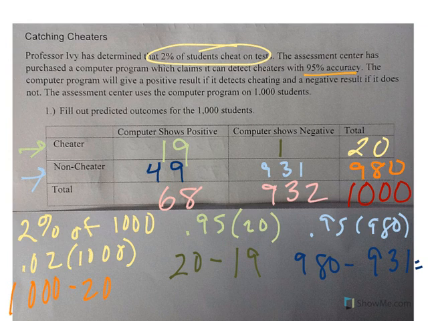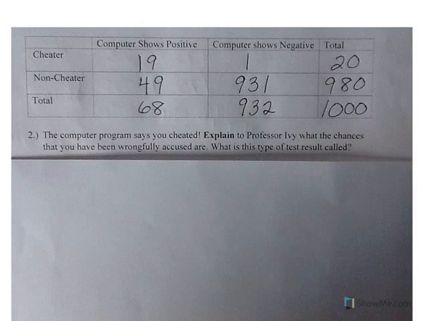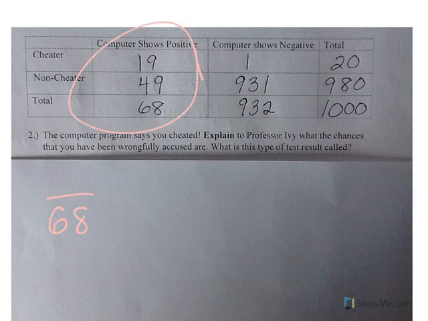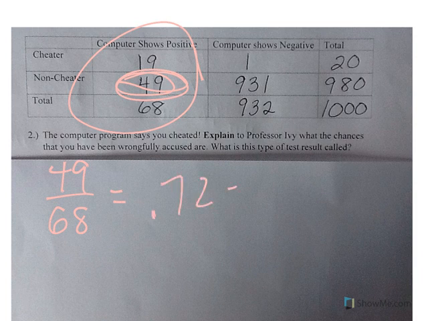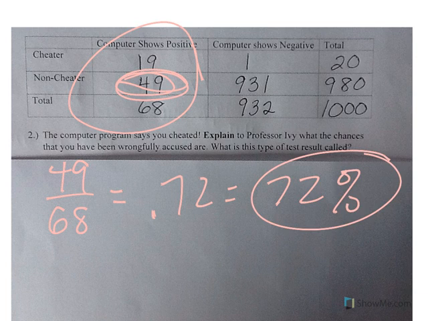And now let's use this information to answer some questions. The computer program says you cheated. That means you tested positive, denominator of 68. Explain to Professor Ivy what the chances are that you've been wrongfully accused. If it tests positive for you to be wrongfully accused, that means that you're a non-cheater. So 72% of people who are claimed to be cheaters are actually not.